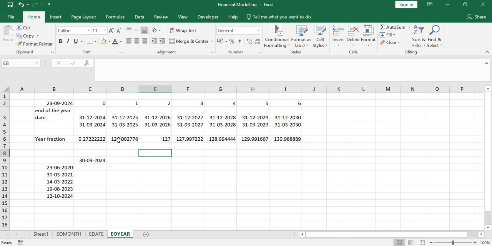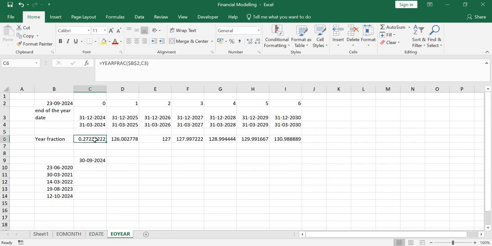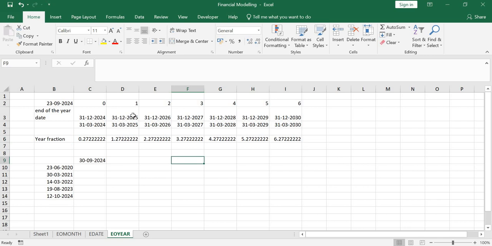Now again, what you will observe is that it has taken these two dates, but 0 is not a date. The reason is I have not fixed it. So this won't work. So what you have to do, whenever we are calculating, I'll fix the first date, I'll put the $ sign and then enter. Now again Control C, Shift, arrow sign, and then enter. Now you can see 31st December 2025 is 1.27 years, 31st December 2026 is 2.27 years, and so on.